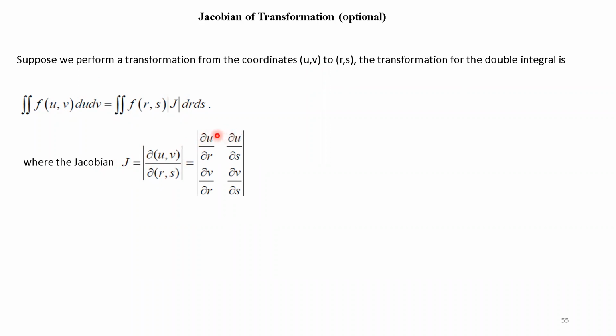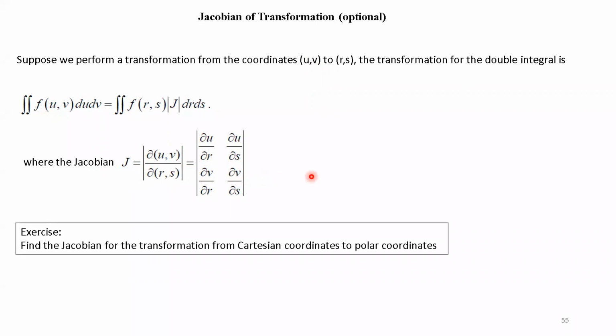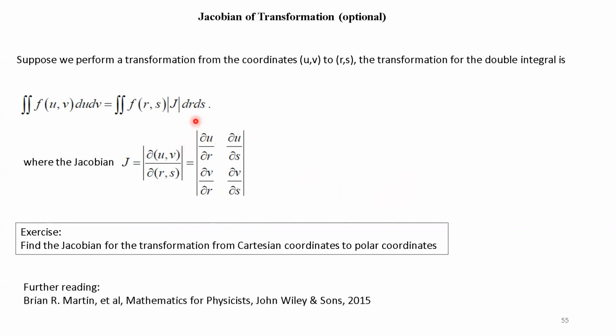Sometimes people use this notation to denote the Jacobian, and what it really means is a 2x2 determinant. What you can try is to set u to be x, v to be y, r to be r and s to be theta, and since you know how xy are related to r theta, you are able to compute these four partial derivatives. If you do this, you can verify that this Jacobian indeed gives you the factor r.